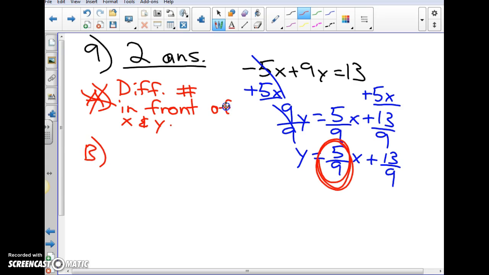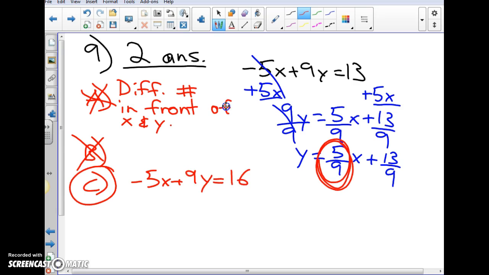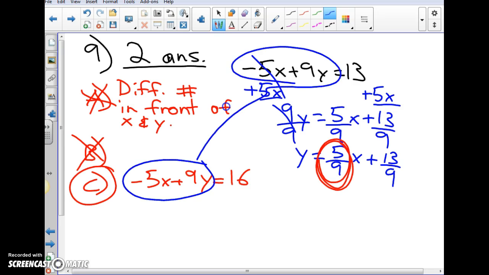B, for B, again, that number in front of the y's is 7. It should at least be looking like 5 and 9. B is not an answer choice. C, however, is. I'm looking at negative 5x plus 9y equal 16. Well, guys, this is the same setup as right here. And again, I'm not really worried about my y-intercept, so I don't care if this number is different. That doesn't matter. C is one answer.